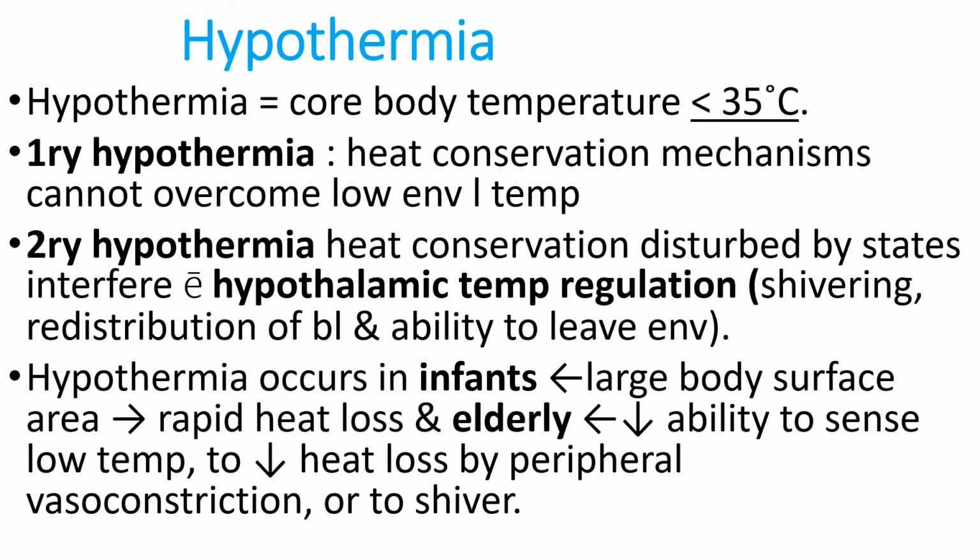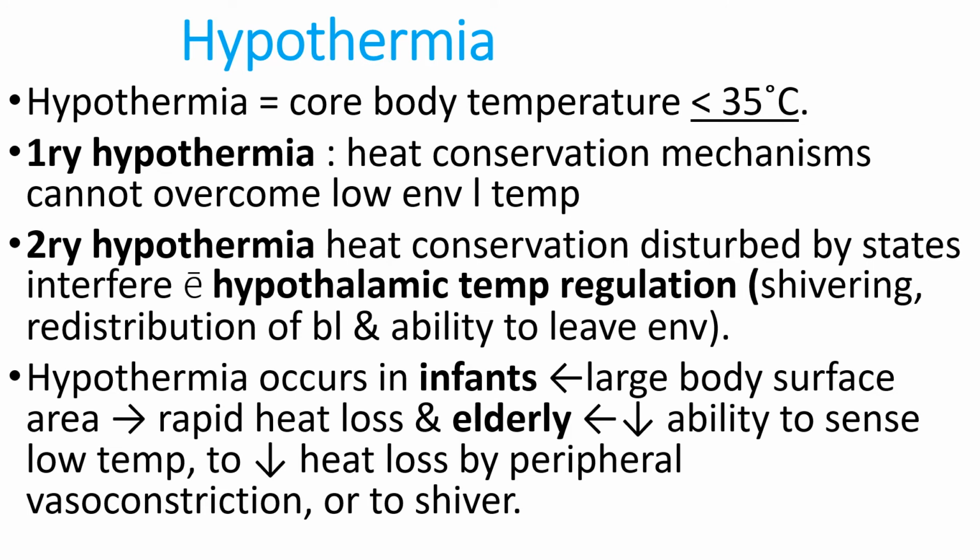Major disorders associated with cold stress. Hypothermia. Hypothermia equals core body temperature less than 35 degrees centigrade. Primary hypothermia: heat conservation mechanism cannot overcome low environmental temperature. Secondary hypothermia: heat conservation disturbed by states that interfere with hypothalamic temperature regulation.